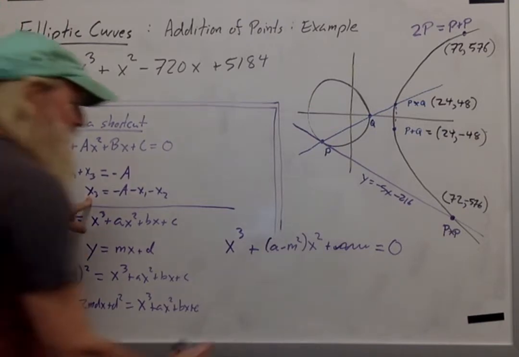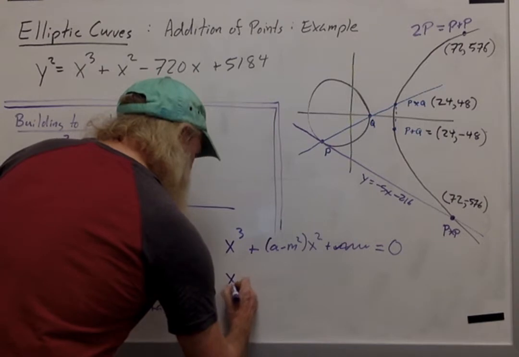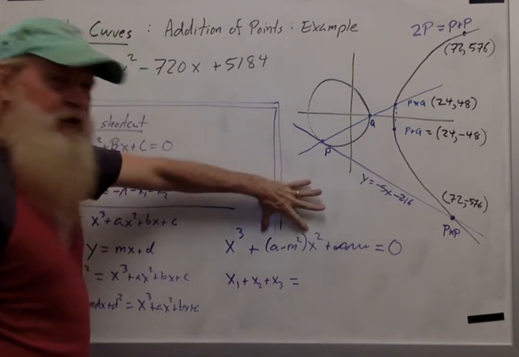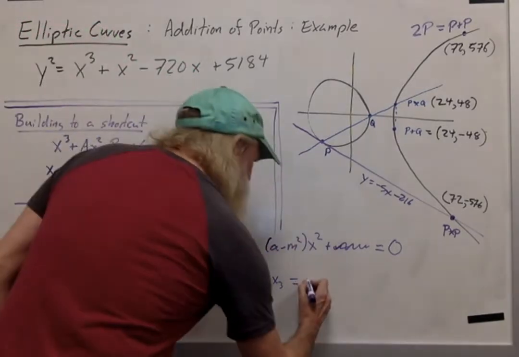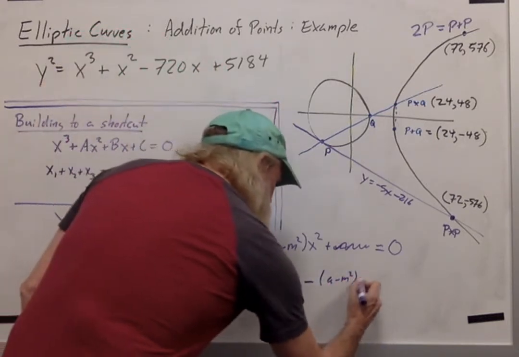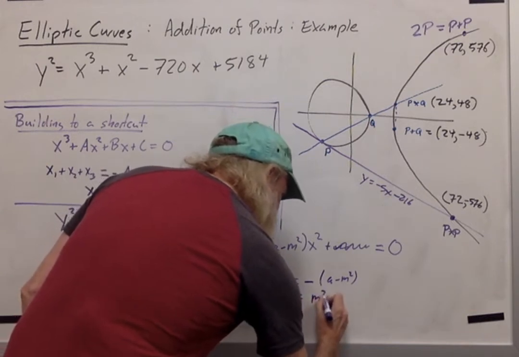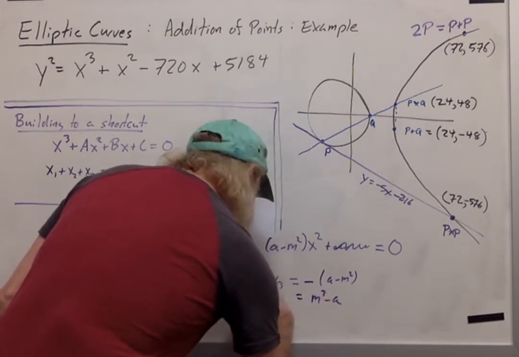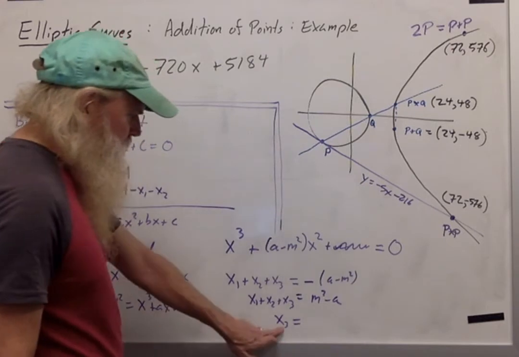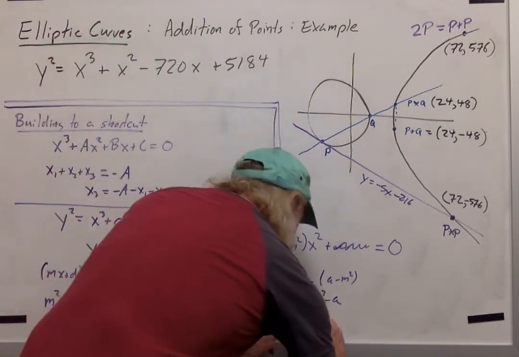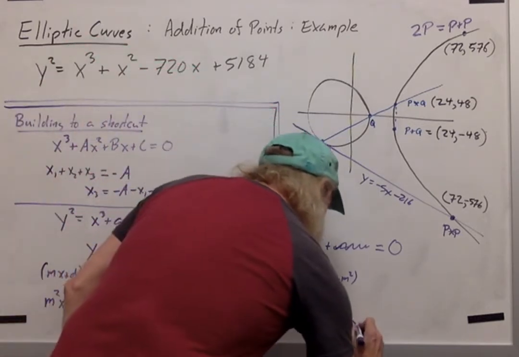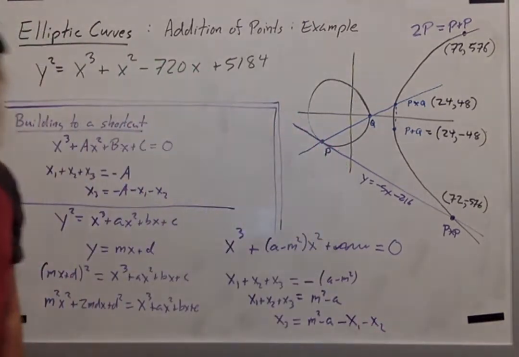The reason I'm scribbling this out is because I don't really need that. The sum of the three x-coordinates, x1 plus x2 plus x3, is going to be the opposite of the coefficient of x squared. So that's the opposite of a minus m squared, which is equal to m squared minus a. So my third point of intersection has x coordinate m squared minus a minus x1 minus x2.